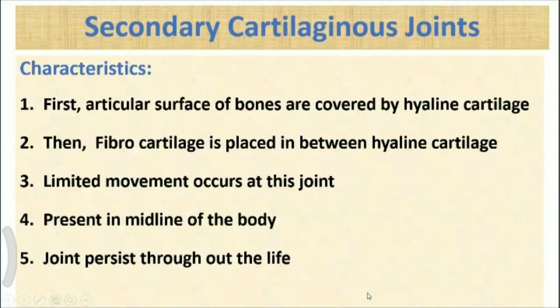So look at the characteristics. Articular surfaces of the bones are covered by hyaline cartilage. Then fibrocartilage is placed in between the hyaline cartilage. Limited movements occur, present in the midline of the body. Joint persists throughout life. Do you get it? So remember these points, at least 4. First, articular surface is covered by hyaline cartilage. Then white fibrocartilage in between them, usually placed in the midline, and little degree of movement. And it is permanent.